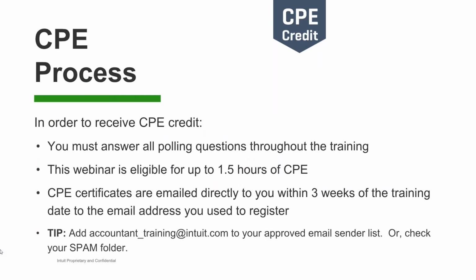Today's webinar is scheduled for 1.5 hours, which does provide for 1.5 CPE credits. In order to be eligible for the CPE credits, you need to be in the webinar for at least 75 minutes and have answered all 5 poll questions. The CPE certificates are emailed directly to the address that you used to register for this event within 3 weeks of the training date. So you might want to check your spam folder if you haven't seen it within 3 weeks. If you don't see it, you can send an email to intheknow@intuit.com, and I will look into why that has not been received yet.